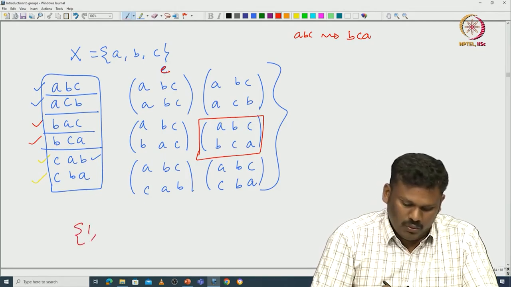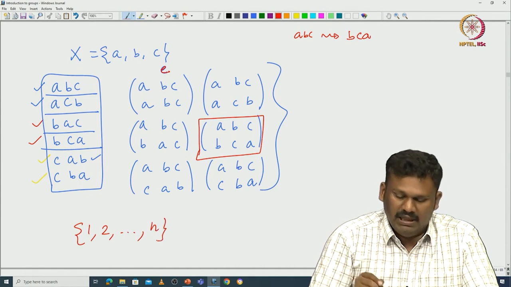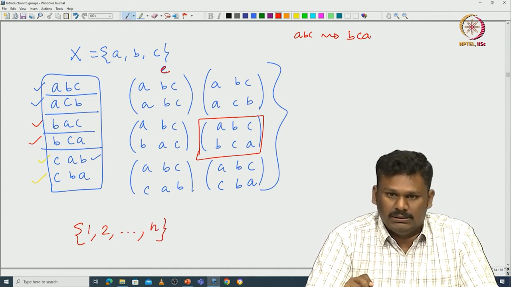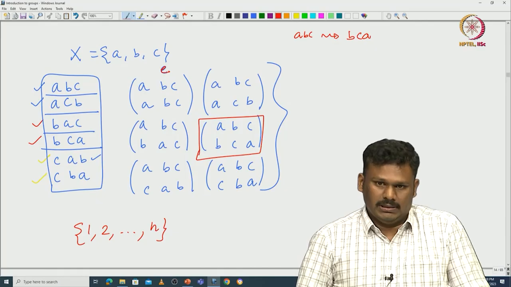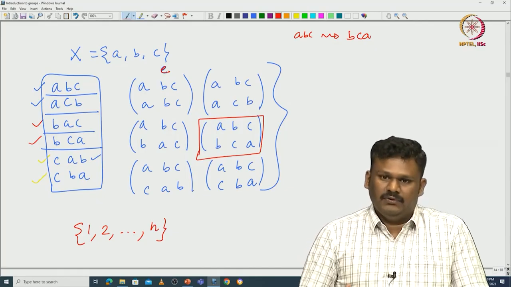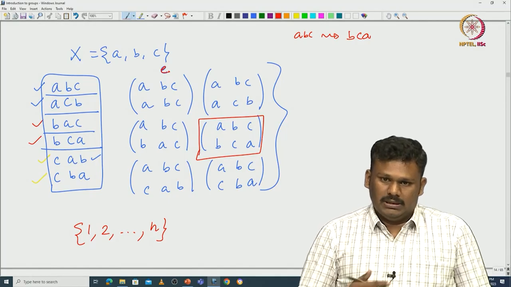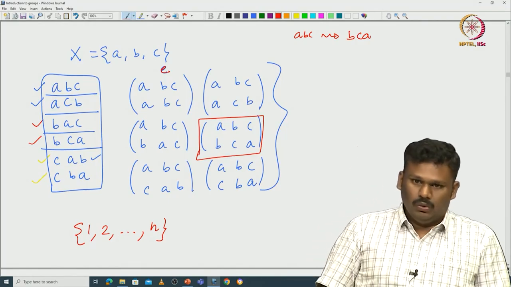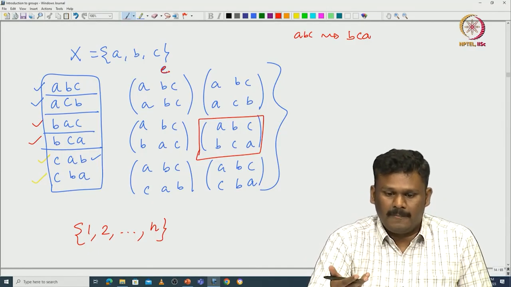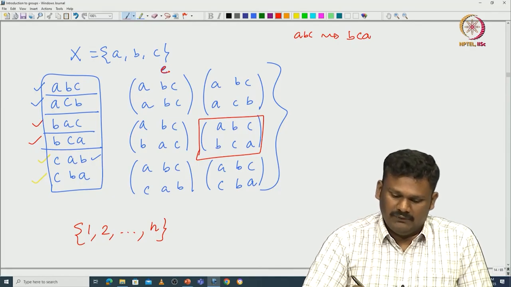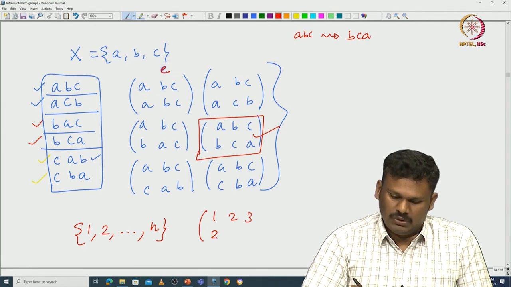We just take 1 to n because any finite set can be ordered, indeed well ordered. There is a total order you can fix, and then you can identify it with 1 to n, and then you can take the symmetric group on these n letters and see how it acts on 1 to n. So this ABC, for example, will correspond to 1, 2, 3. Basically the first position is changed to the second, the second position is changed to the third, and the third position is changed to 1.